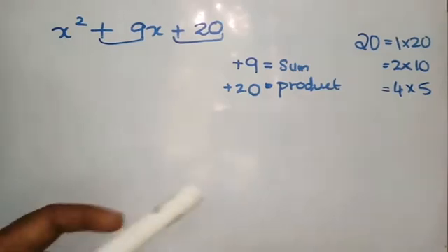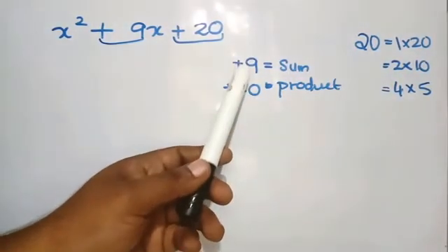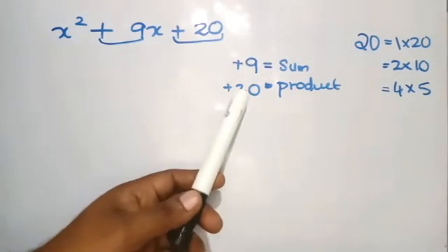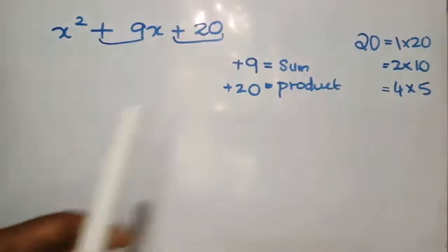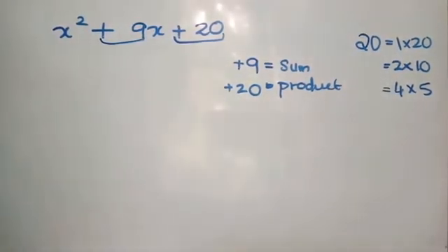Four into 5. If we add 4 and 5, we get 9. So 4 plus 5 is 9 and 4 into 5 is 20. Okay, this is just one method I have shown you. You can use any convenient method. Directly you can guess it.